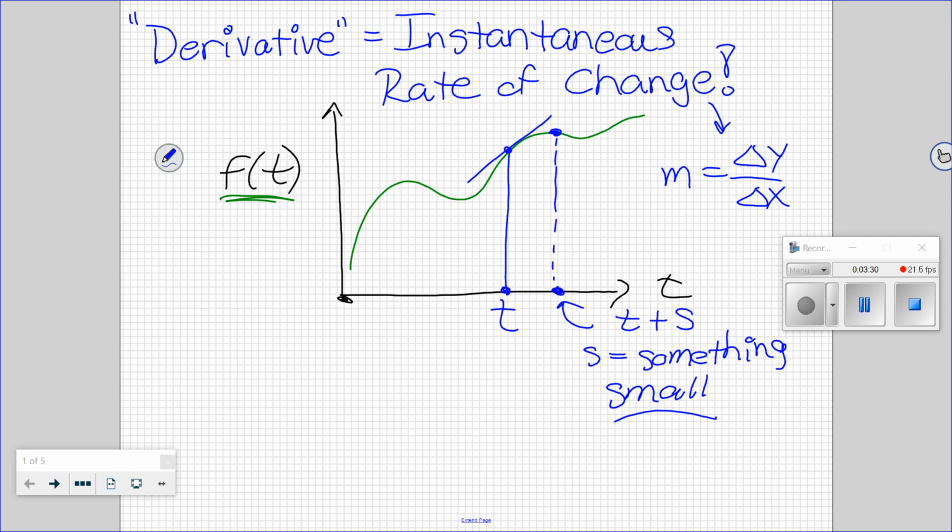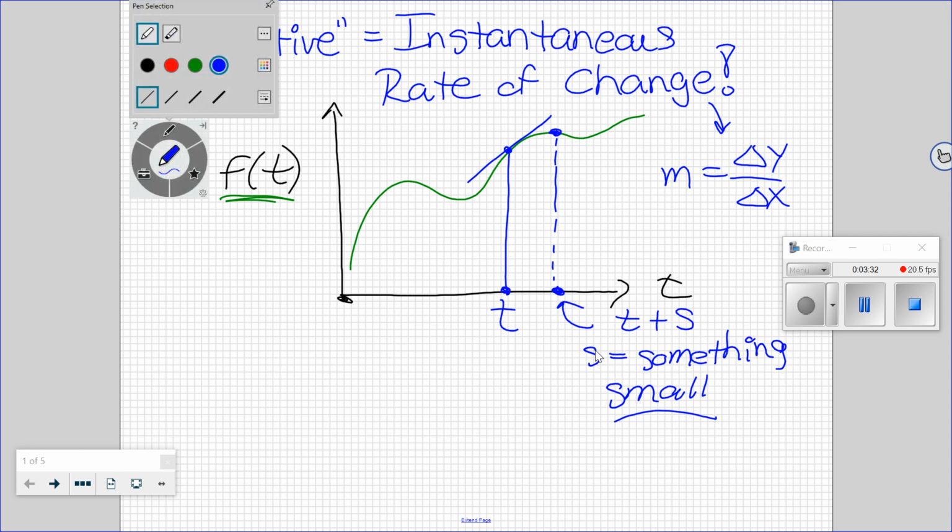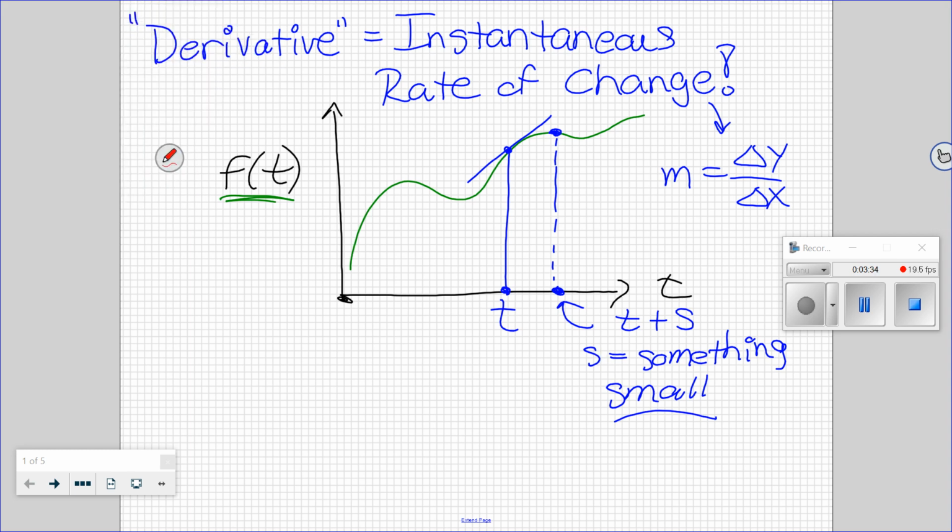So I would have a different slope like that. But then I'm going to take this something small and have it approach 0. And can you see that? That shrinks those points closer and closer together.